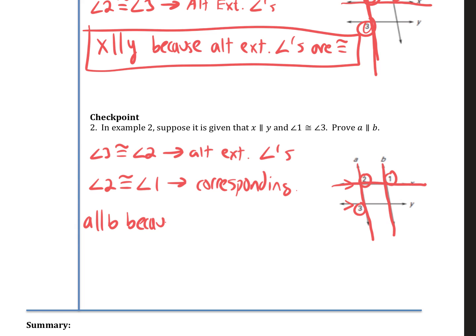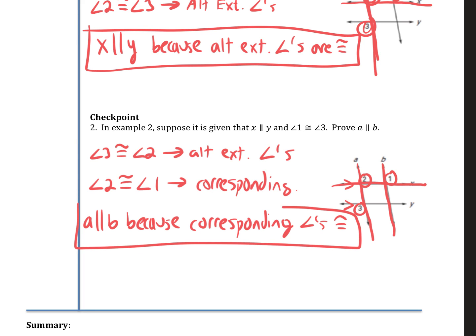So we can say that A is parallel to B because the corresponding angles are congruent. Okay? All right, those last two are not as important as the previous examples, but hopefully that makes sense.